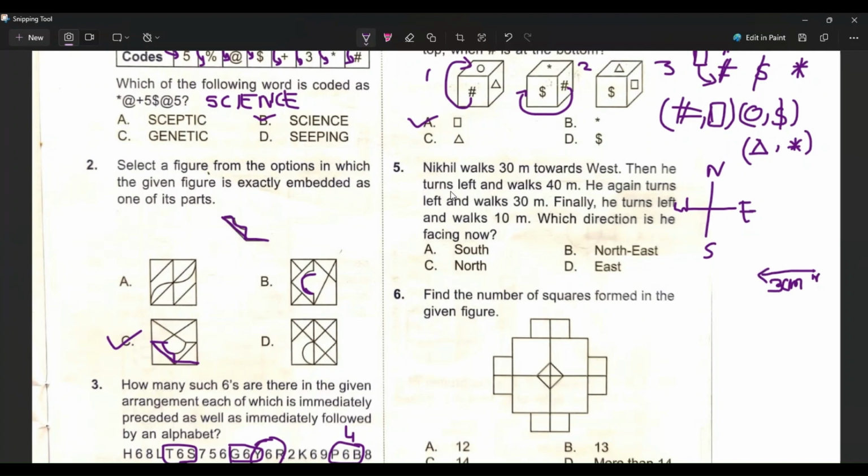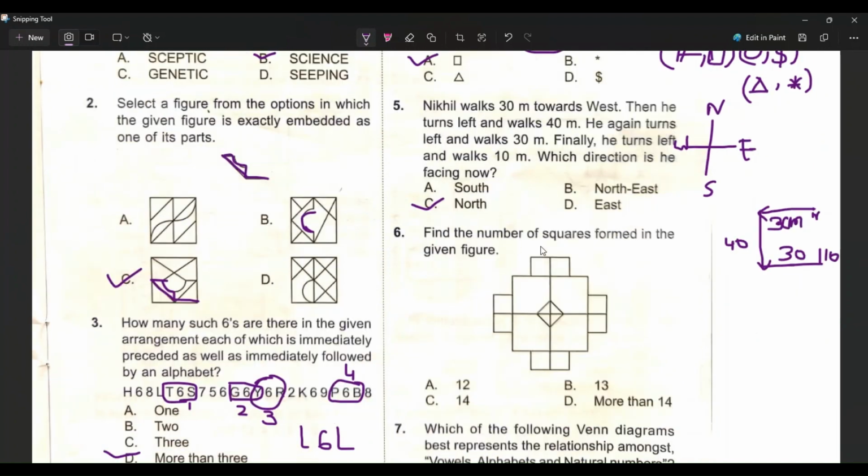and he then turns left. From here, he turns towards the left side, walks for 40 meters. He again turns towards left side, walks for 30 meters. Finally, he turns left. He takes again a left turn, walks 10 meters. Which direction is he facing now? Now he is facing towards north side. So option C is the right answer, children.